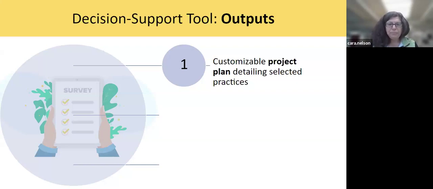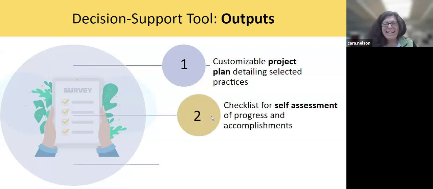Second output. Oh, next slide. Sorry. The second thing is there would be a checklist for self-assessment. So this would be an implementation checklist for projects to check their implementation of what they said they were going to do. And this could be generating an initial list or doing reporting later in time. And next slide.